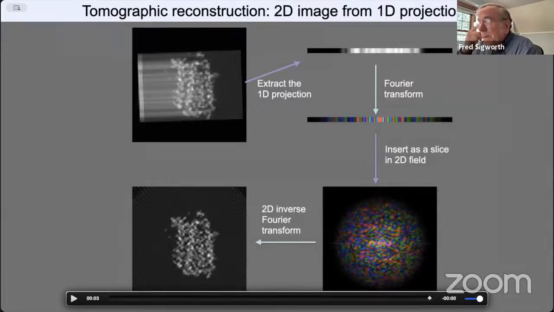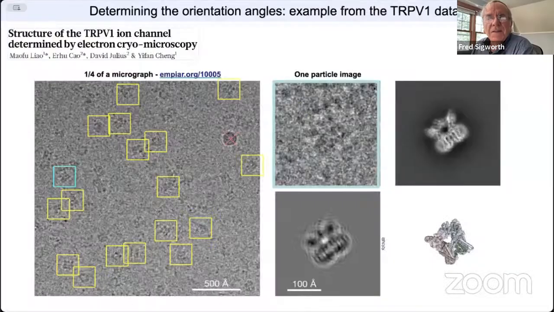So the only problem with this operation in 2D or 3D is you have to know the angles. You have to know where to insert your slice in the higher dimensional volume. And that's the biggest trick, I think, in 3D single particle reconstruction. So how do you find the angles?